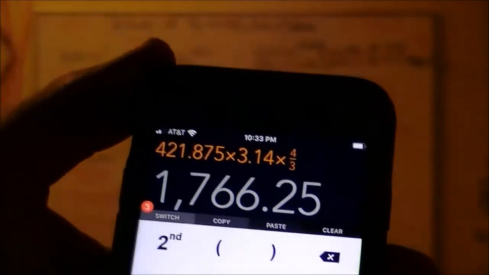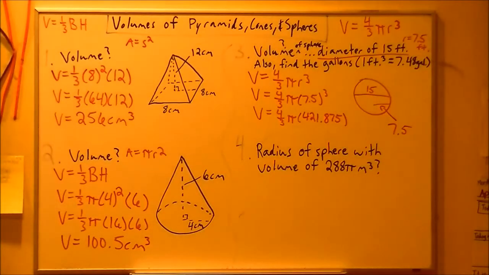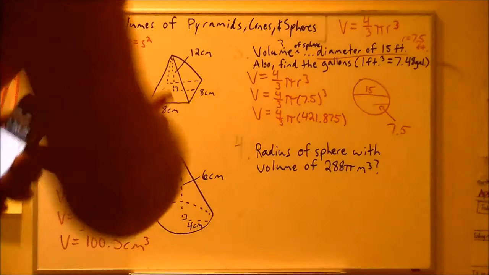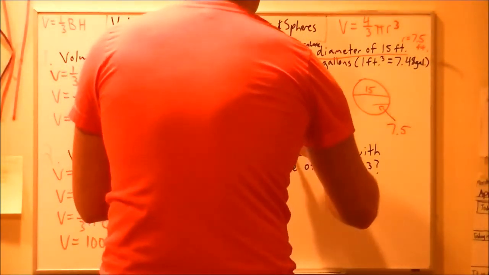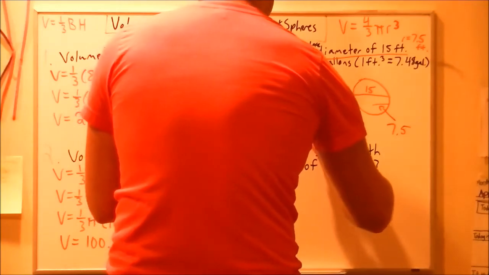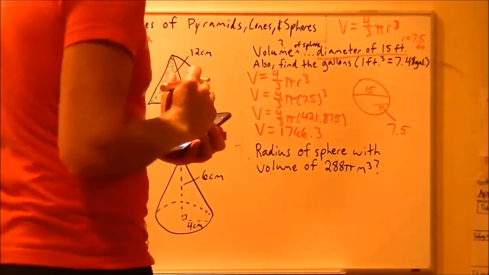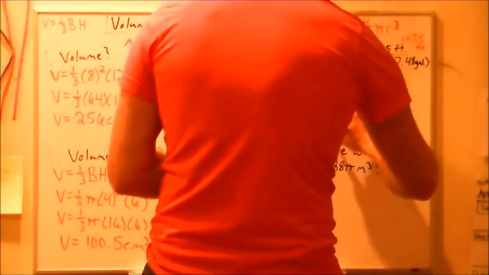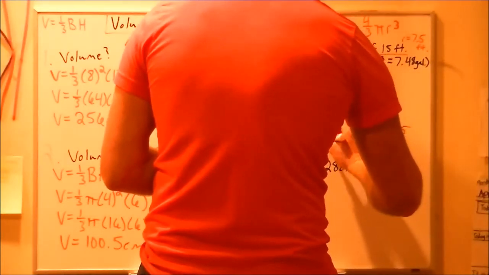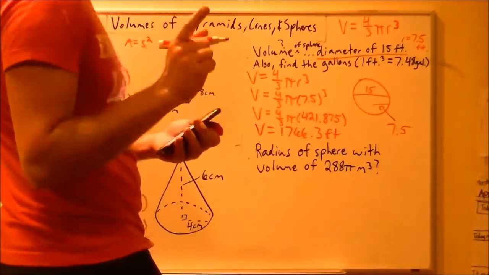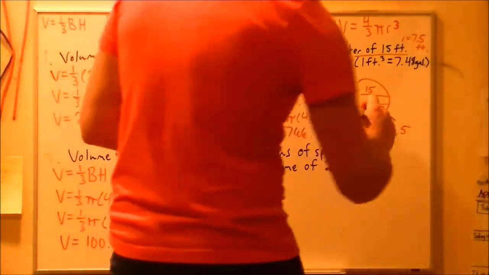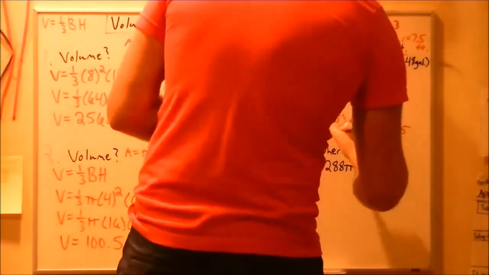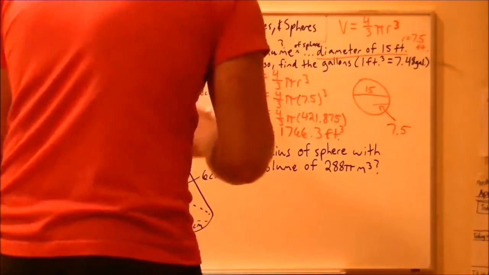So 1766.3. Let's see if I can get off all these toys here. Volume equals 1766.3 in what units? Feet. And because it's volume, feet squared or feet cubed? There you go, you're getting it. Feet cubed, because I just measured volume.